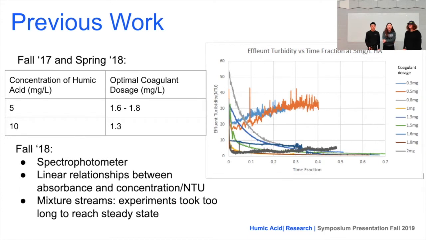So in the past, we tried to develop a model to see what the optimal dosage for coagulant would be for different concentrations of humic acid. As you can see, for concentrations of 5, it would be 1.6 to 1.8, and for 10, it would be 1.3. So there isn't that big of a difference for different concentrations of humic acid. Therefore, for this semester, we're trying to test to what extent we can remove the humic acid from water, and to what extent the absorbance can change if we use larger concentrations of coagulant. In addition, we're not using clay, so we're also trying to see if flocs can form without using clay.